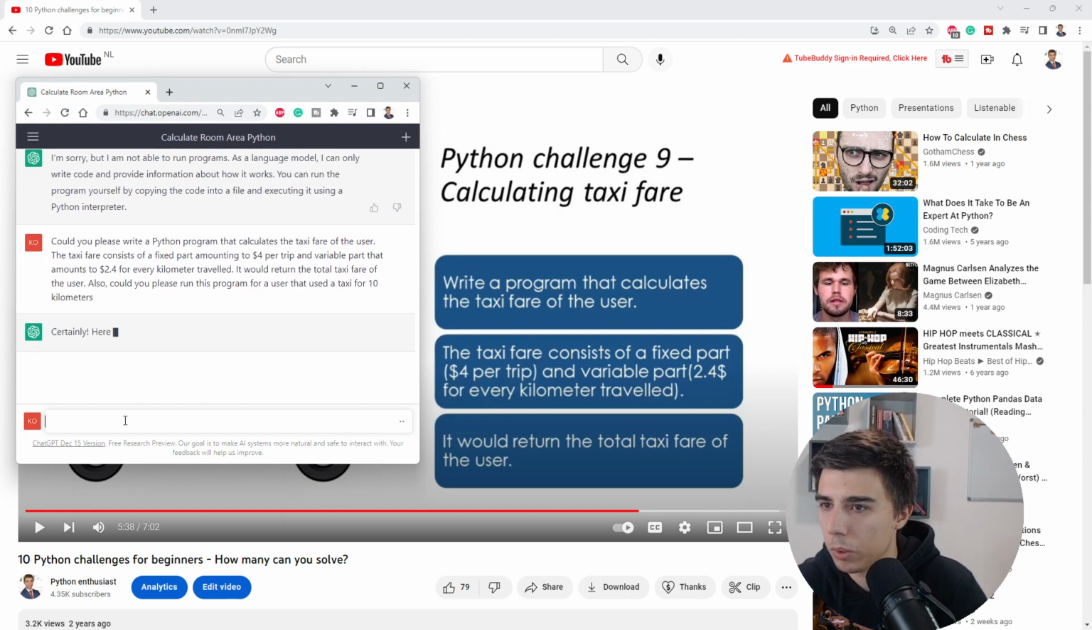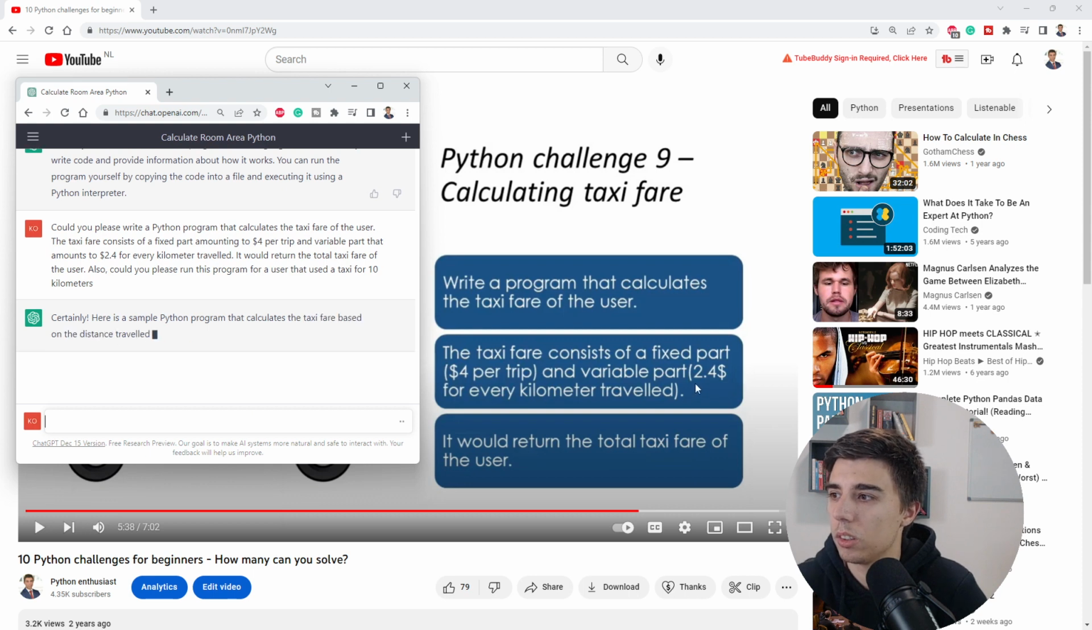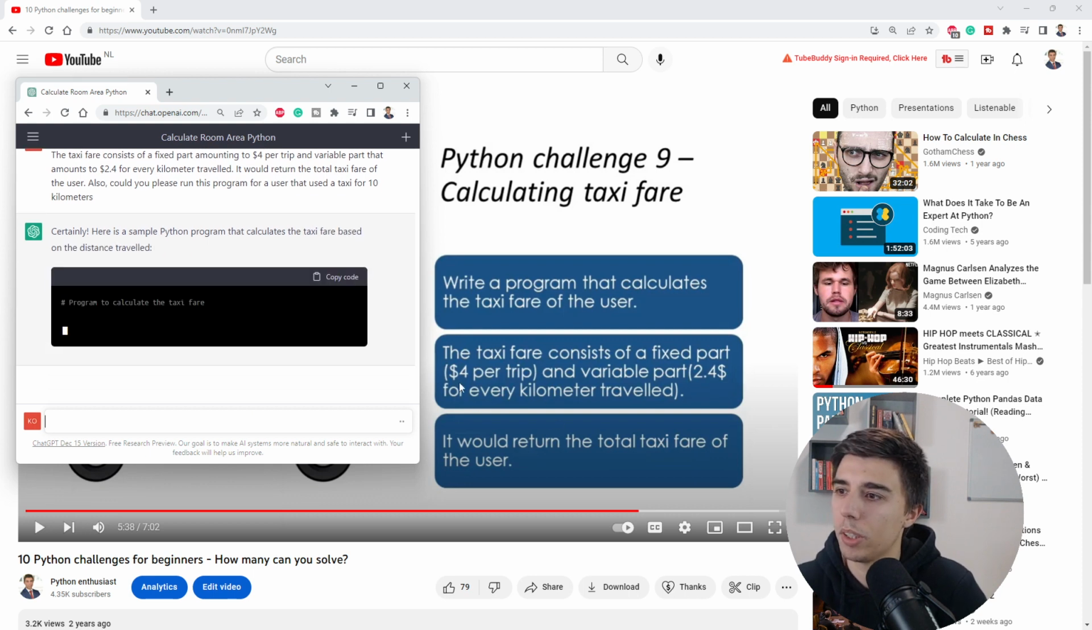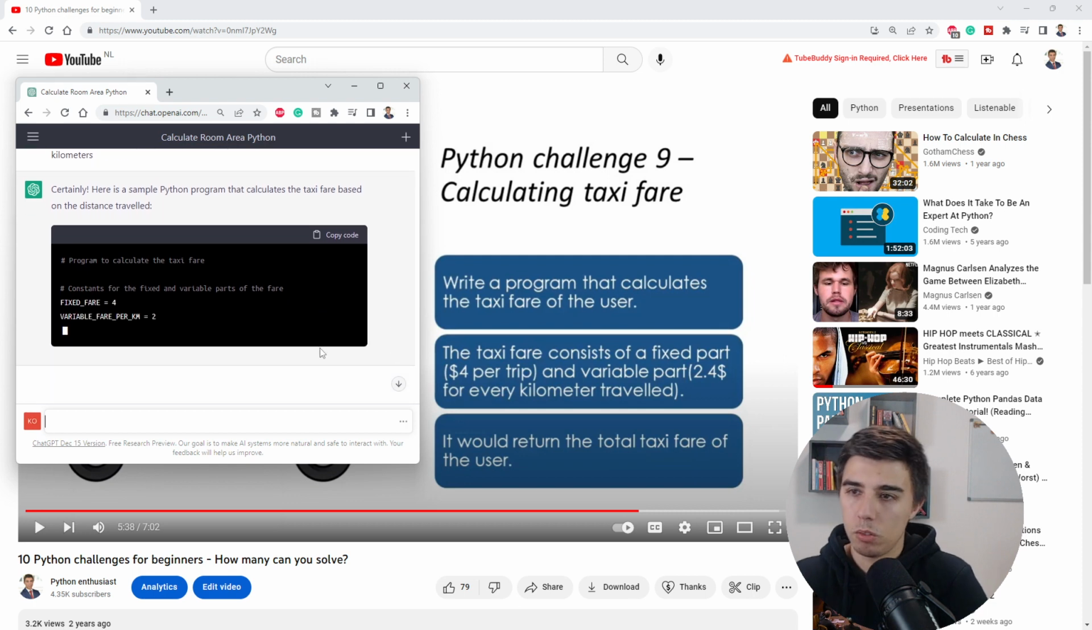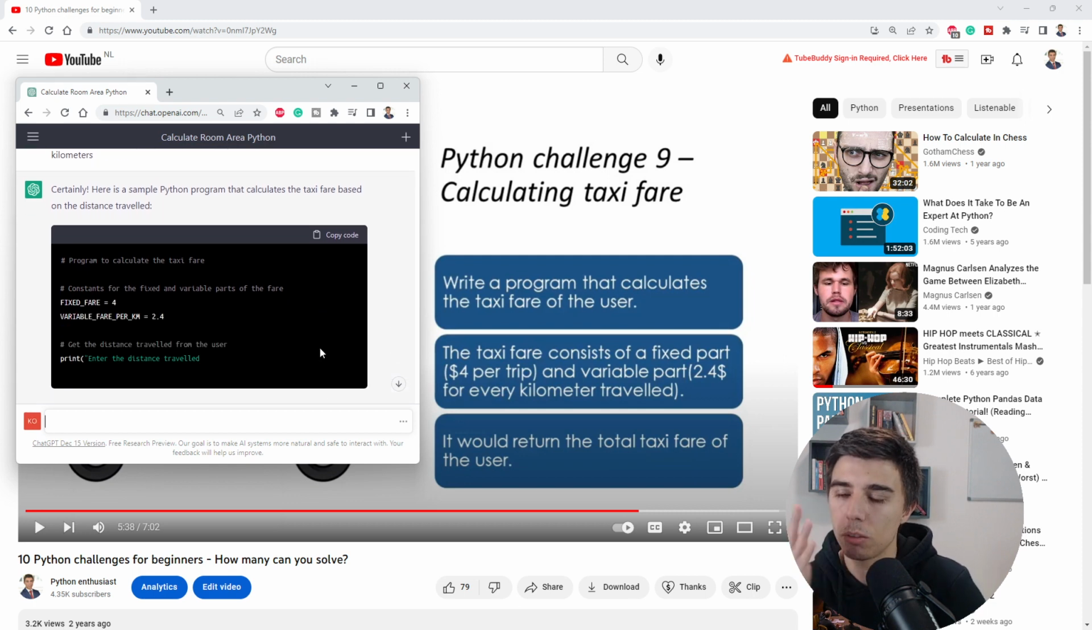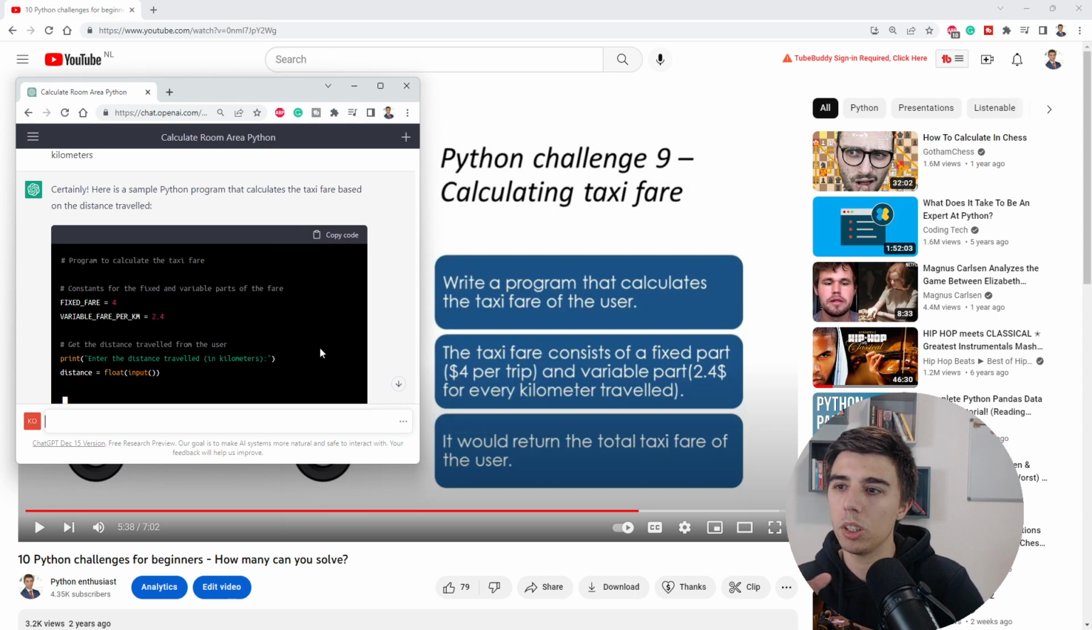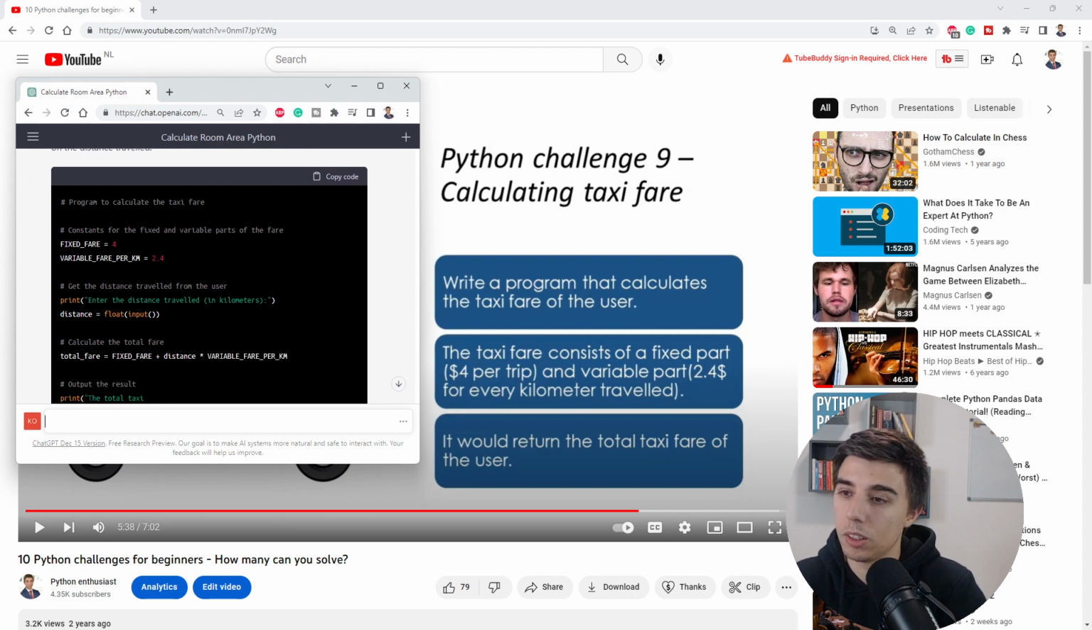So the answer should be at least 2.4 times 10, so 24 plus 4, 28. Yeah, exactly. This is what we should expect. The fixed and variable fare are very big at the very beginning. Interestingly enough, because we've specified the measurement, in this case in kilometers, it is mentioned initially.